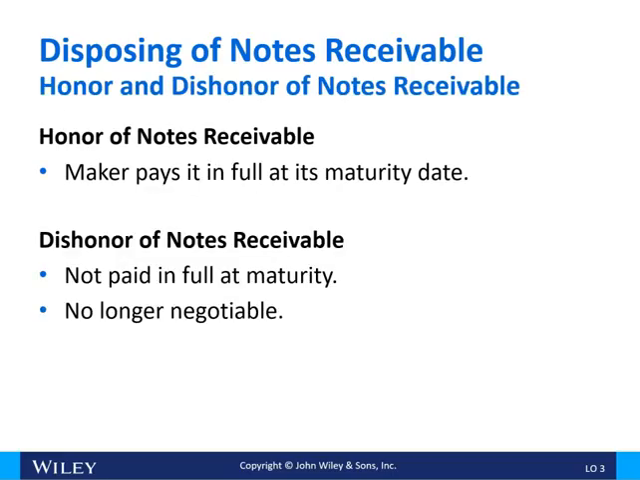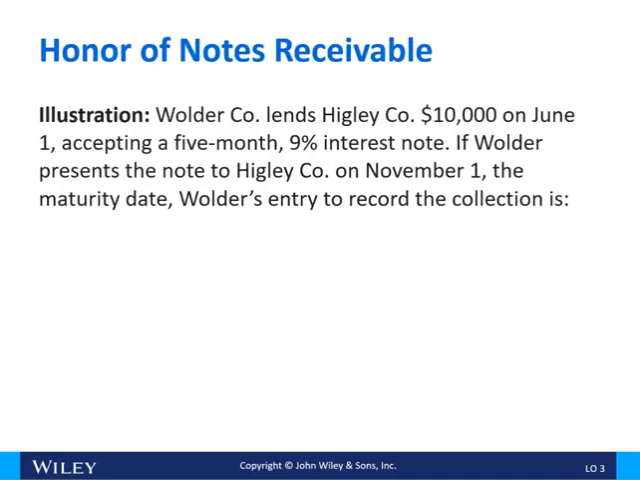So if the maker pays in full at its maturity date, we say they honored the notes receivable. So it's an honor of notes receivable. If it is not paid in full at maturity, we say they dishonored that notes receivable. We have a notes receivable that was dishonored. It's no longer negotiable. Okay, so we can't sell that to another company because it's already past the due date.